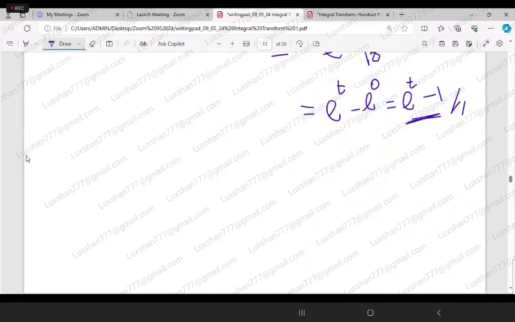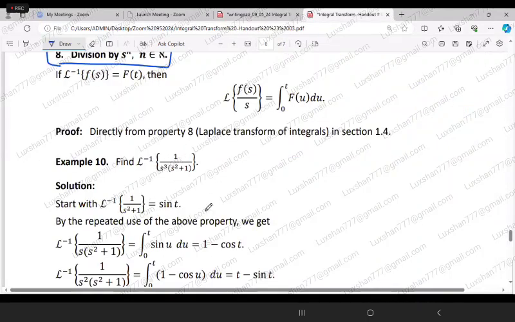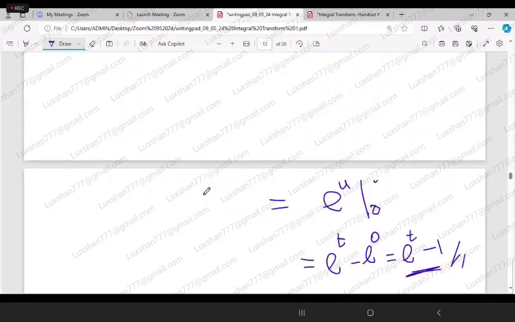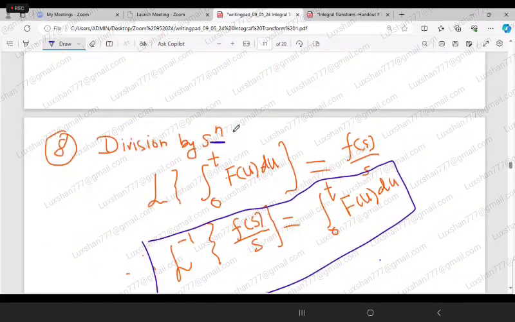Right. So now we'll go to the handout example. In this handout example, we have 1 over s cube square plus 1. So we want to find the inverse Laplace transform of 1 over s cube square plus 1. Here, this theorem works for n equal to 1 only, therefore if you have s to the power n, then we have to use this repeatedly.